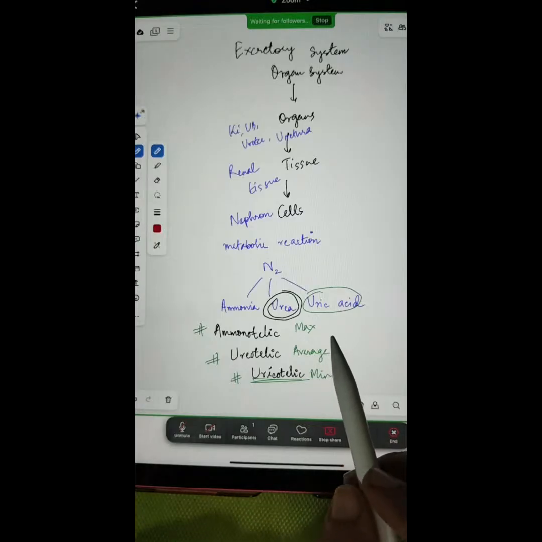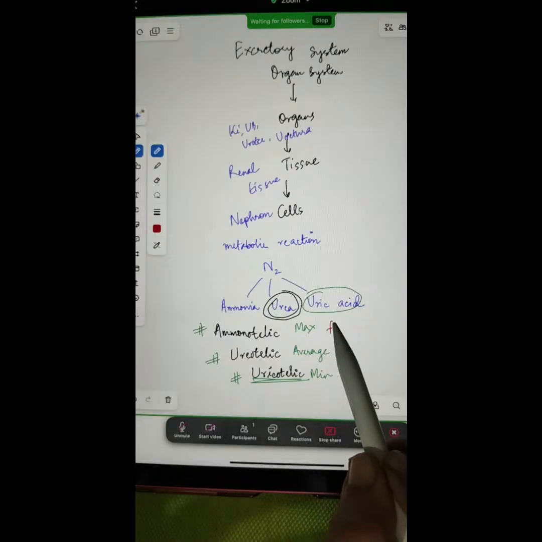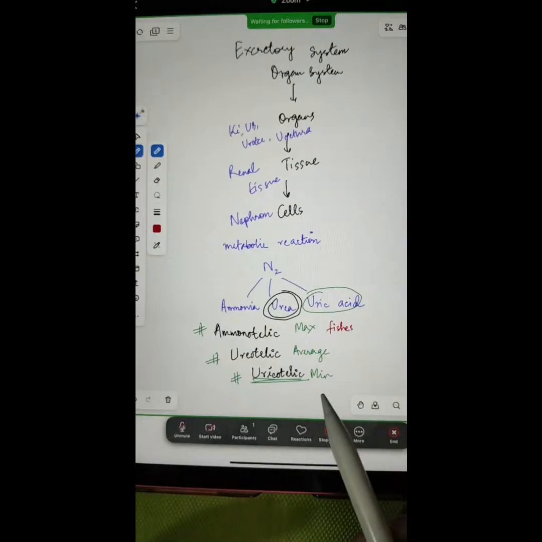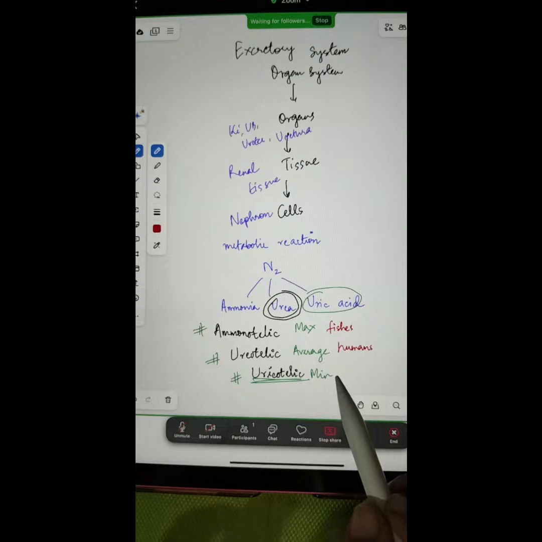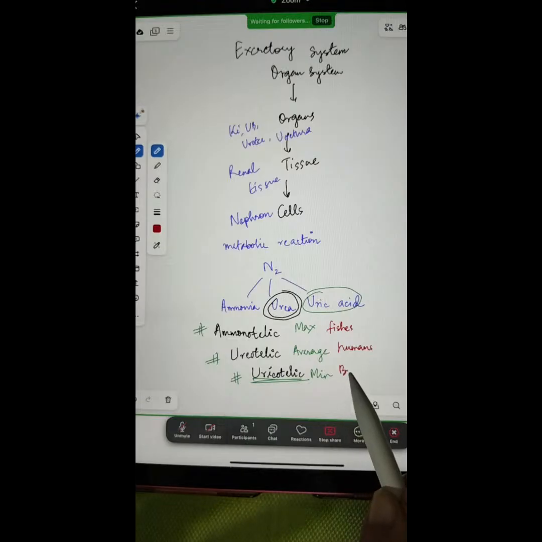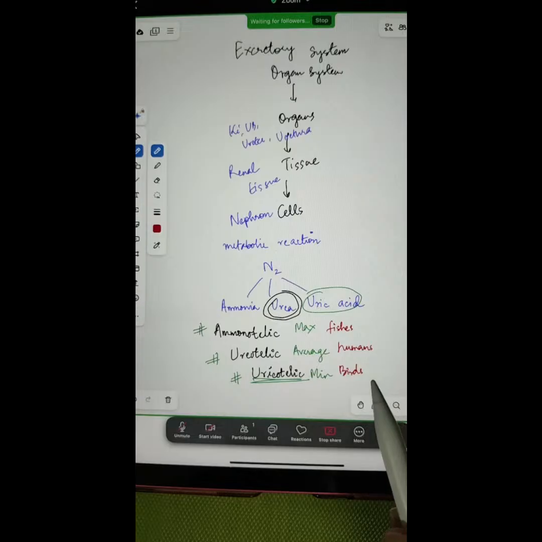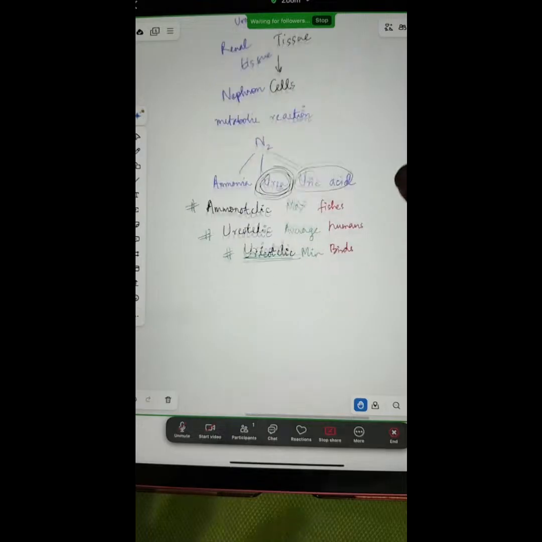Ammonotelic organisms are the ones that require the maximum amount of water. So fishes and all other aquatic animals come under this category. For ureotelic, I have already told you that the water requirement is average. So humans come under this category. And if I talk about uricotelic, the organisms that excrete in the form of uric acid, birds come under this category because they require the minimum amount of water for it. So this was the brief intro for the excretory system.